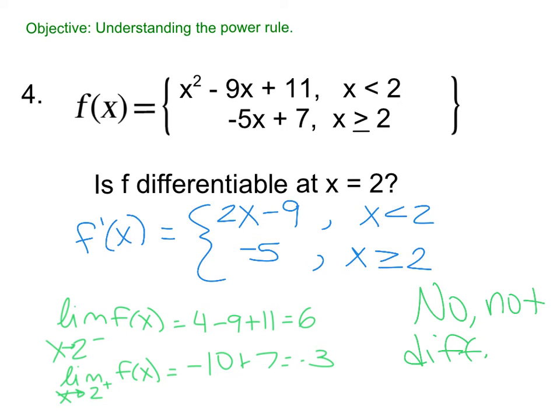Now this is why you have to check. Notice if we check just the derivative, from the left I get negative 5 and from the right negative 5. So even though the slope from the left and the right are the same, there's a jump. So this graph has a jump at 2. At 2, we have 6 and negative 3. So even though the slopes are the same, because that jump is there, it's still not differentiable.